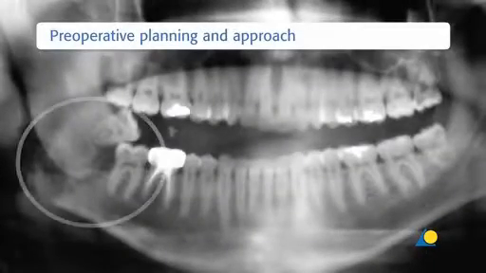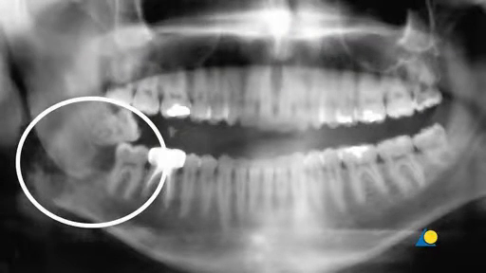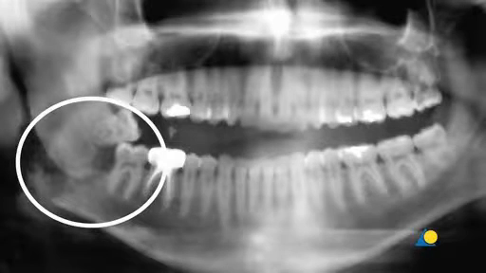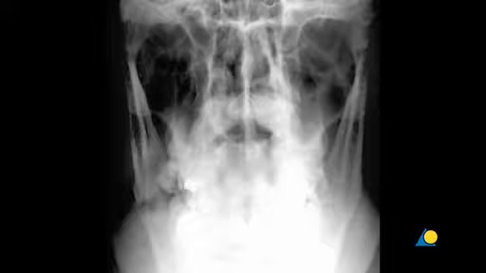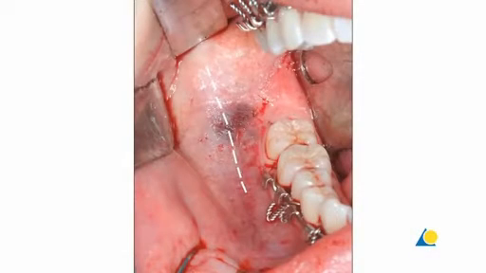Routine diagnosis of this type of fracture should include pre-operative X-rays, taken in two planes at 90 degrees to each other, such as a panoramic and a PA view. CT scans may also be used. In a clinical situation, access to this fracture would be through an intraoral approach.